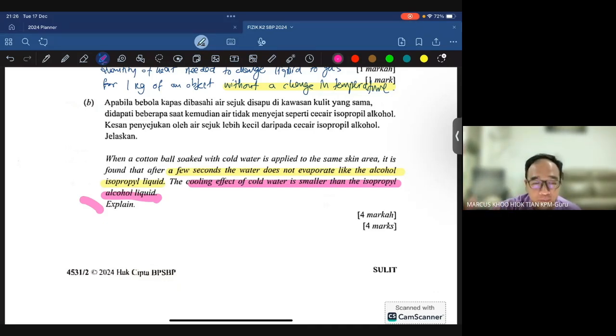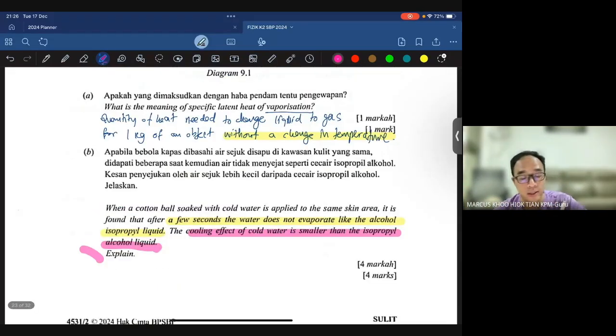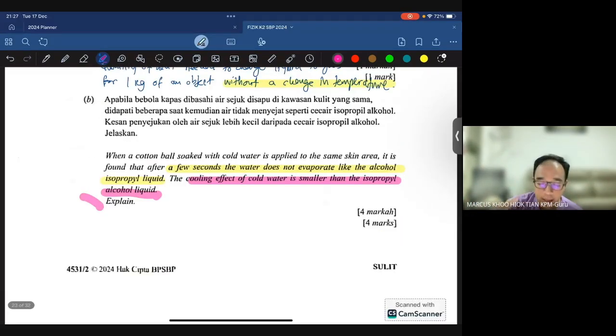Okay, so we have to explain these two situations. Number 1, why is it that the water doesn't evaporate very fast? This is where we need to use the specific latent heat of vaporization. Alcohol has a smaller specific latent heat of vaporization. It vaporizes very easily. Secondly, we also have to explain why the cooling effect of cold water is smaller. When alcohol evaporates into the air, it leaves a very cooling effect because it absorbs a lot of heat.